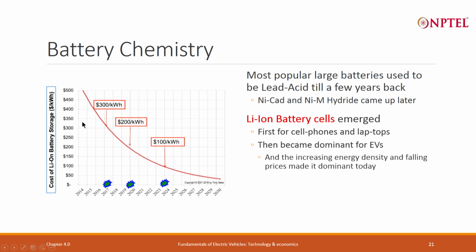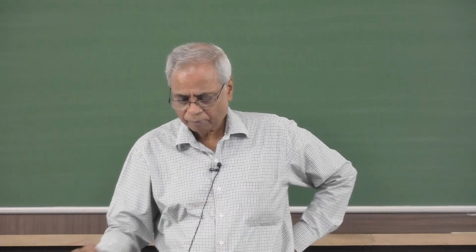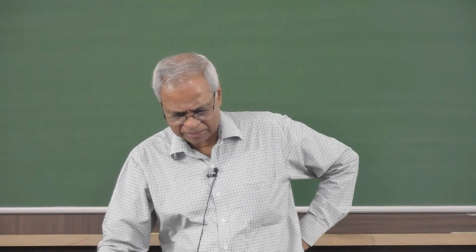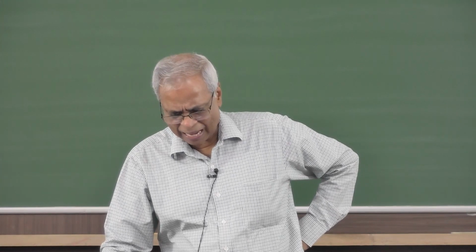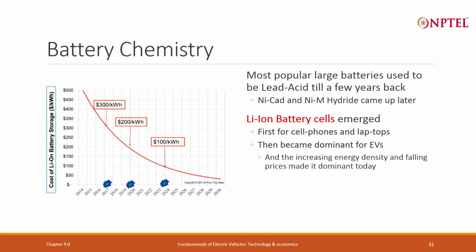Lead acid battery, on the other hand, is comparatively expensive. Well, it is not as expensive in terms of actual cost, it is less, but the number of cycles that it gives you is very little. So, it ends up being very expensive. Lithium ion battery cells emerged somewhere here, and since then it has become the dominant thing for cell phones and laptops, and the cost has been coming down as the energy density keeps on going up. Okay.